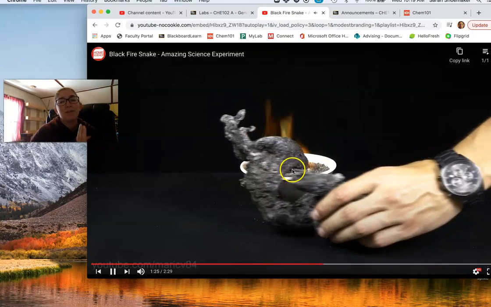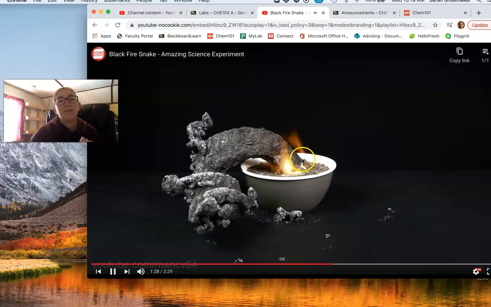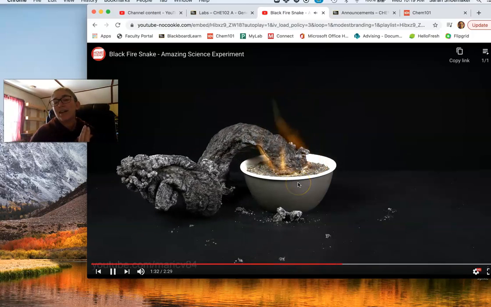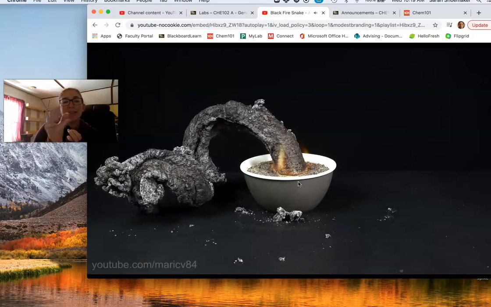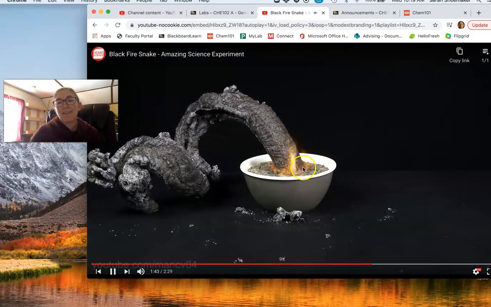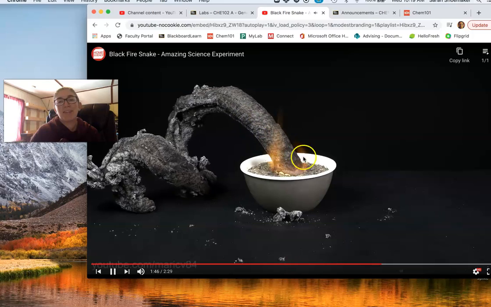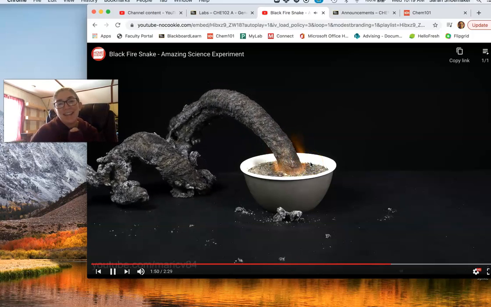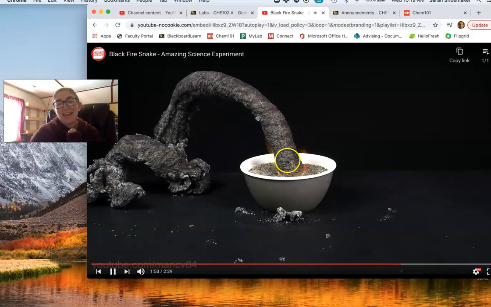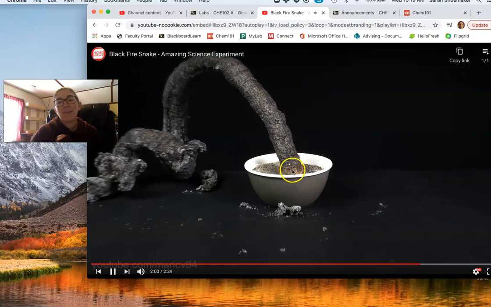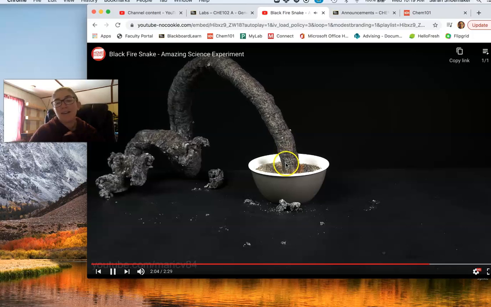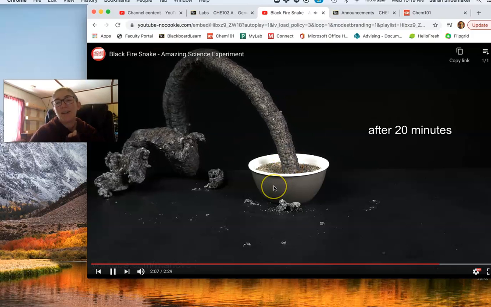But what's also formed in this reaction is water vapor and carbon dioxide. And those kind of push those solid products out. And it forms this weird looking black snake. And it looks kind of magical, but it's just these solid products getting pushed out by the production of water vapor and carbon dioxide gas.